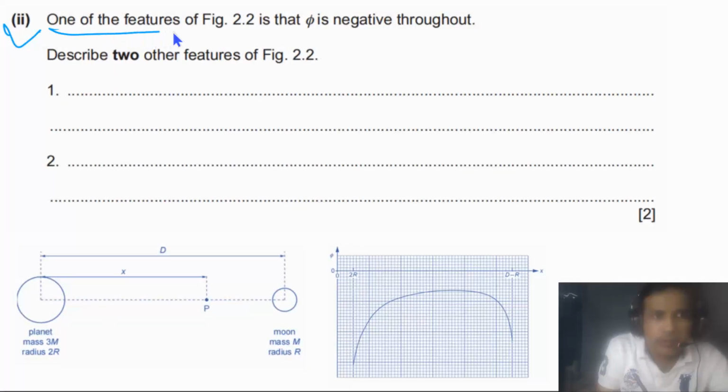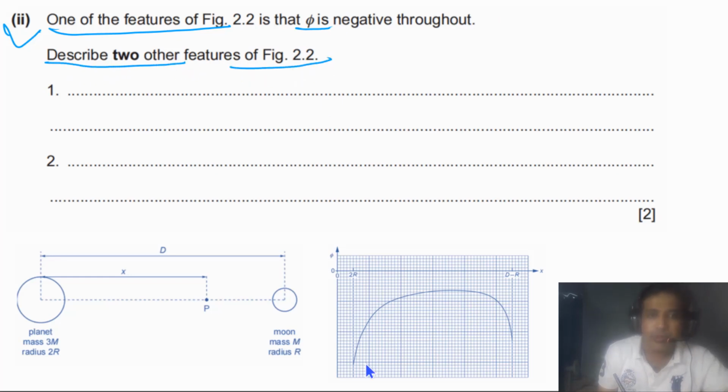Part 2 says one of the features of figure 2.2 is that phi is negative throughout. Describe 2 other features of figure 2.2. So this is our figure 2.2. If you look at this figure, we can simply compare the potential at this point and the potential at this point. Potential here is more negative as compared with this potential. So simply we can say phi, the potential at the surface of planet, is smaller.